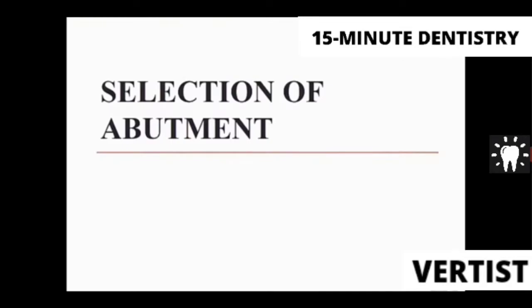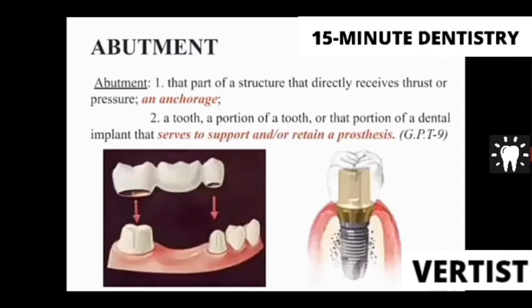After examination and diagnosis, we would like to select the abutment teeth which will be supporting the fixed prosthesis. So what exactly is an abutment? An abutment is basically an anchorage. It is a tooth, a portion of a tooth, or that portion of a dental implant that serves to support and/or retain a prosthesis.